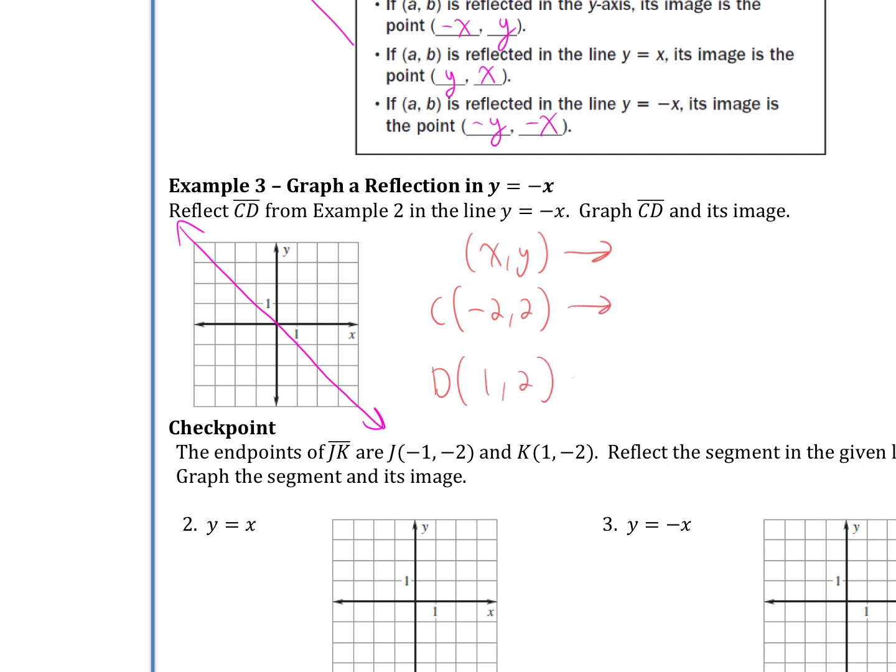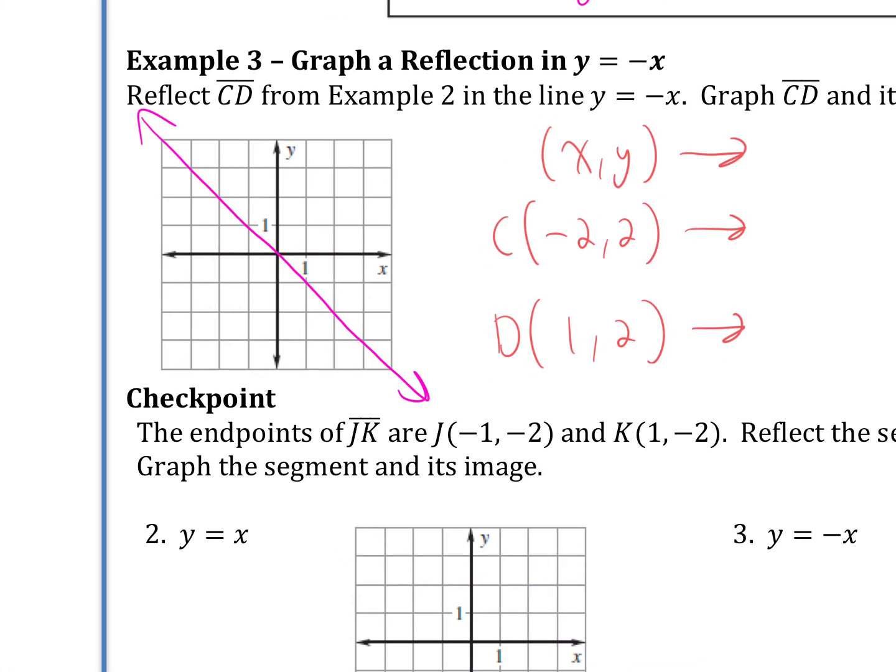Okay. All right, so let's go ahead and graph these here. Negative 2, 2 is left 2, up 2, and that is C. And then we had D was 1, 2, which is right 1, up 2, so that is D. We use a dashed line, okay? That's where the line was, okay?